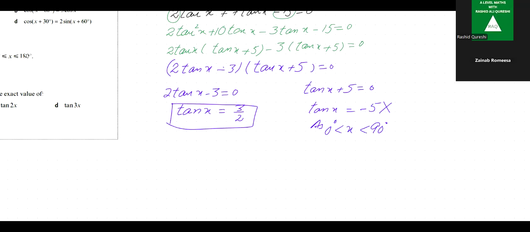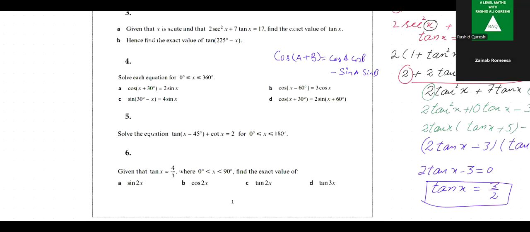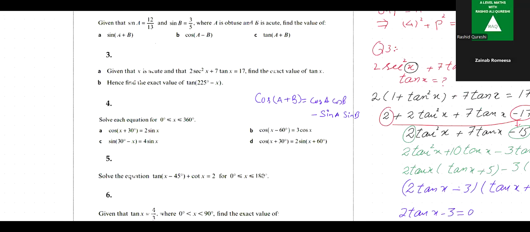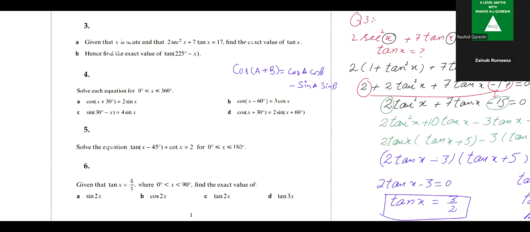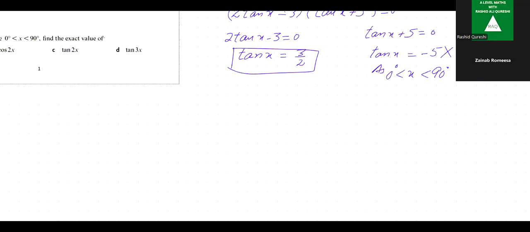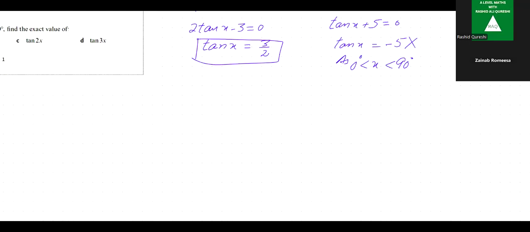Now the next one is we have the first information. Now I have to find the part of this question. Given that the exact value of tan x is 3 by 2. Find the exact value of tan of 225 minus x. Now, the second part of the question is tan of 225 minus x. I have to calculate the second part of the question.